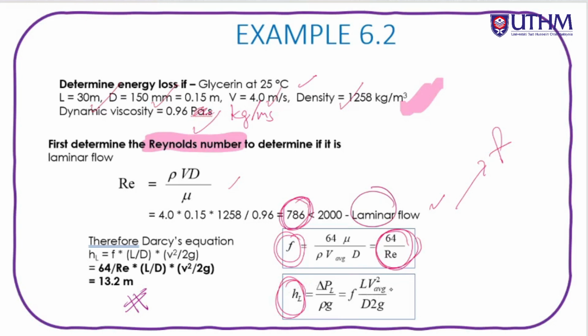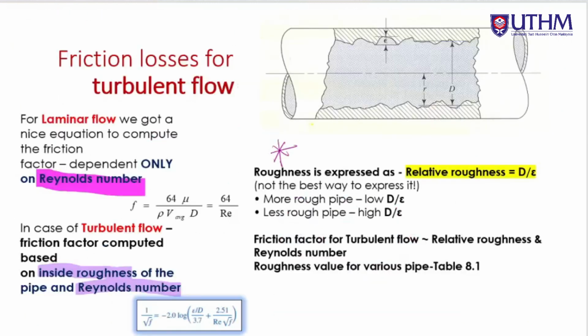the equation for head loss. We put this one here, and we get the value of head loss equal to 13.2 meters. It's actually easy, right? From the information given, we get the Reynolds number. From the Reynolds number, we can get the friction factor. From the friction factor, we can get the head loss due to the friction. Okay.